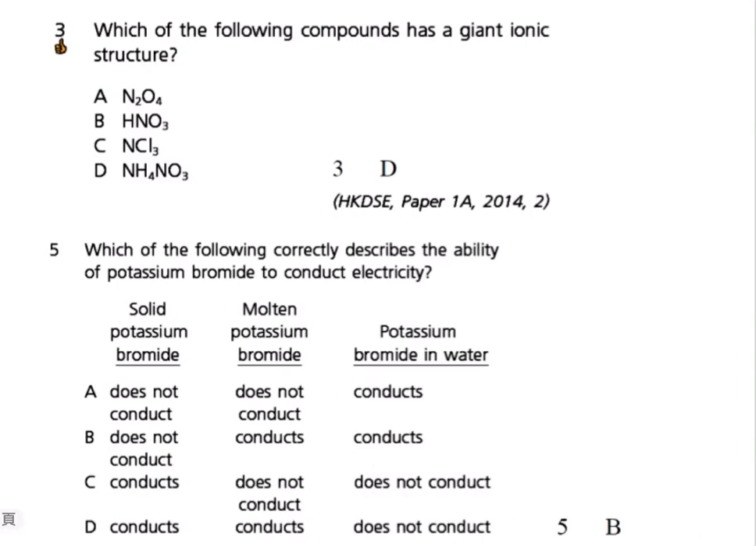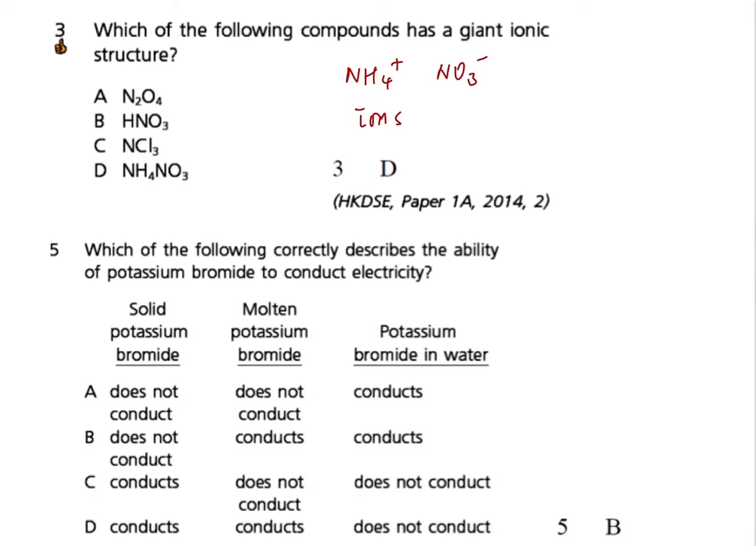And then number 3, which of the following compounds has a giant ionic structure? So this should be ammonium nitrate. Why is it ammonium nitrate? Because ammonium nitrate is actually ammonium ion and nitrate ion inside. So they are ions. The basic particles of them are ions. So it should be a giant ionic structure.